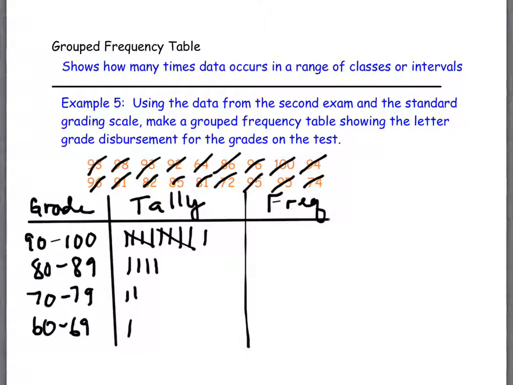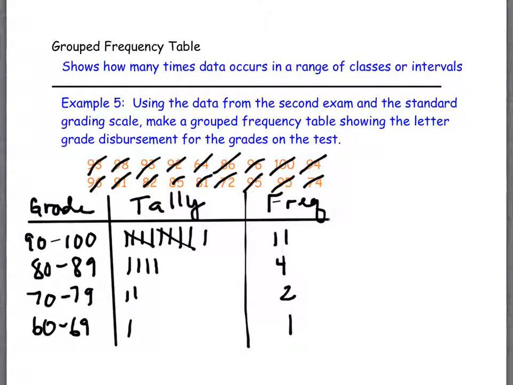And then you count. So how many 90 to 100s did I have? 11. How many 80 to 89s did I have? 4. How many 70 to 79s did I have? 2. How many 60 to 69s do I have? 1. That's it. This is a grouped frequency table. It's that simple. You're just making a tally chart.